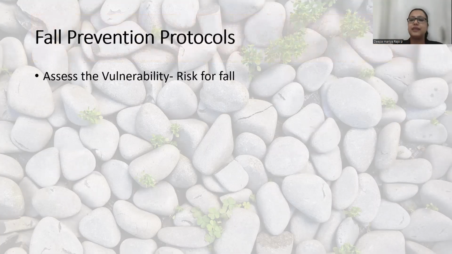Now, how to prevent a fall? All of the hospitals are using vulnerability assessment. That is, we are assessing the vulnerability of a patient for a fall. So we are using different scales. Most of the hospitals are following the Morse or modified Morse Fall scale, and for pediatrics the Humpty Dumpty scale. There are so many other tools to assess the vulnerability or risk of fall. So whenever a patient comes to the OPD or even to the IPD, as part of our nursing assessment, we are immediately assessing the risk of that particular patient to get a fall.